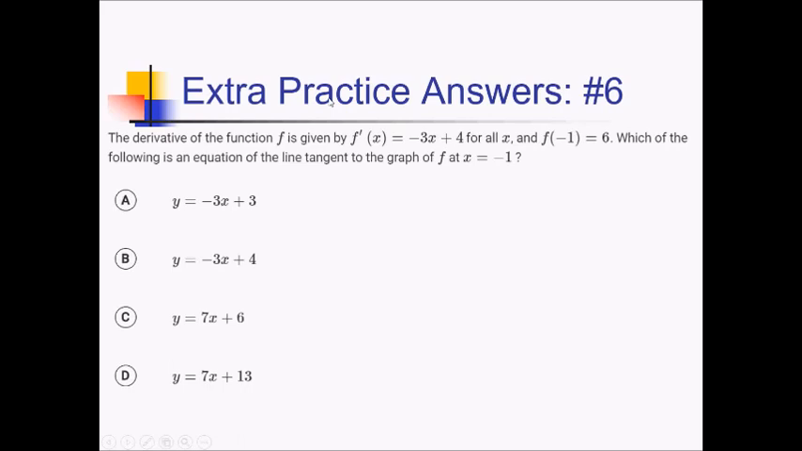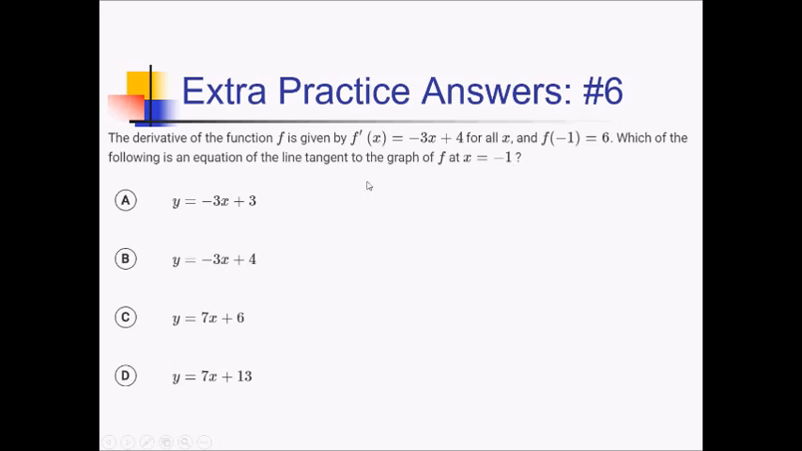On this problem, the derivative of a function f is given by f prime of x equals -3x plus 4. So this is a formula for the derivative at any x value. You just have to plug it into this formula. And we're also told f of -1 is 6. Which of the following is the equation of the tangent line for the graph of f at x equals -1? If we want an equation for a tangent line, we need to know the slope of the tangent line, which is just going to be the derivative at -1.